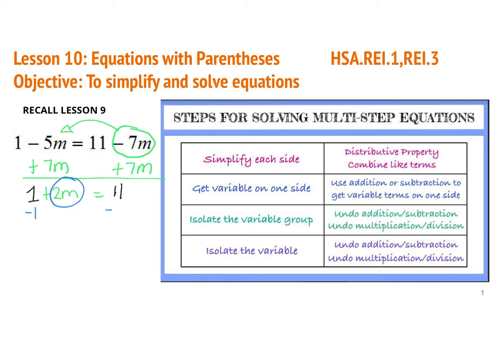Then I can isolate the variable group. So I'm going to subtract 1. So 2m is equal to 10. Then I can isolate the variable. So I can divide by 2. So m is equal to 5.